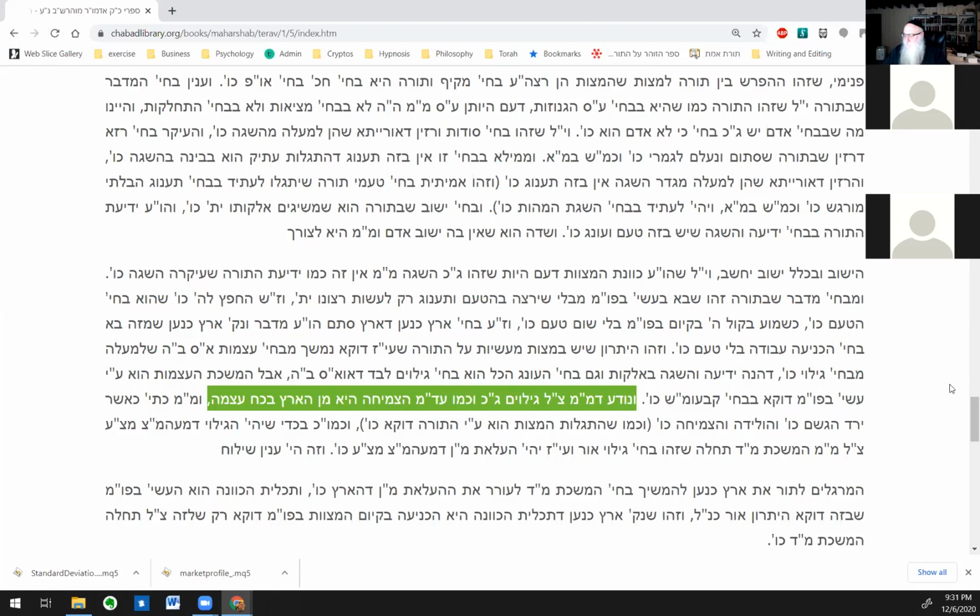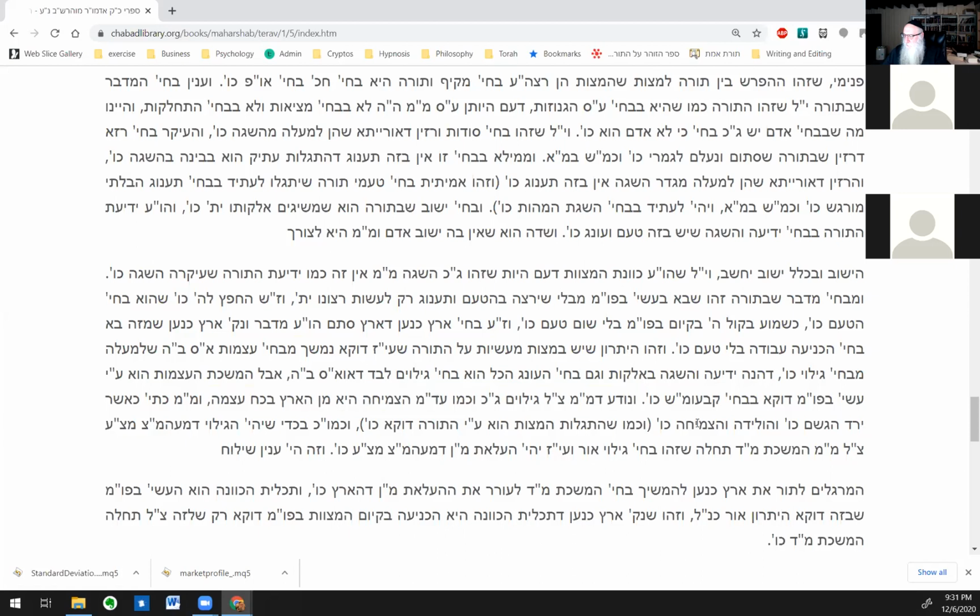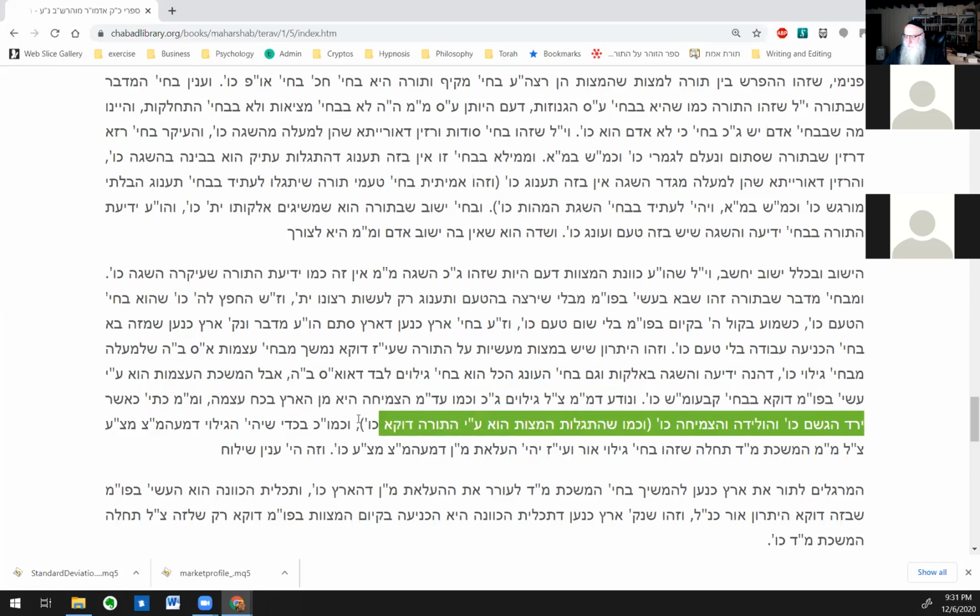מכל מקום כתיב, כאשר ירד הגשם והוליד והצמיחה. כאשר ירד הגשם, rather, והוליד והצמיחו. כמו הסגולה של המצווה, הוא על ידי התורה דווקא.